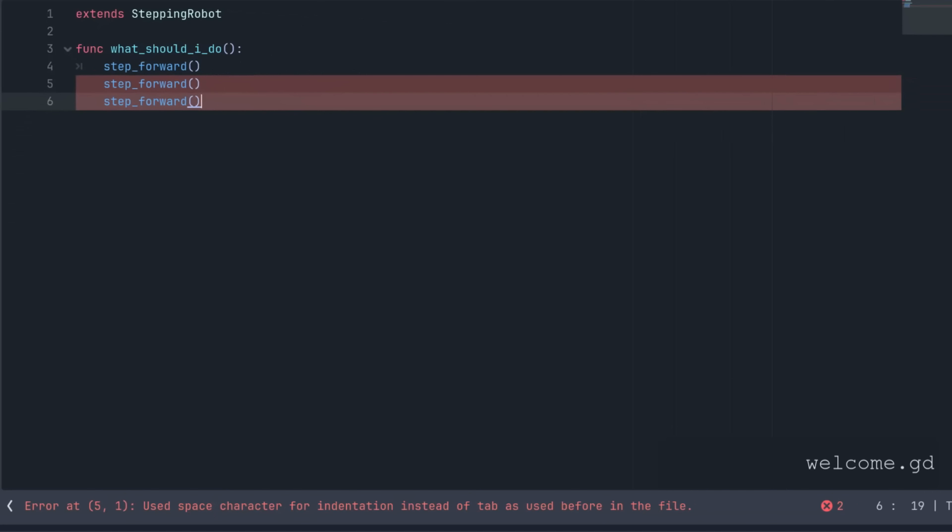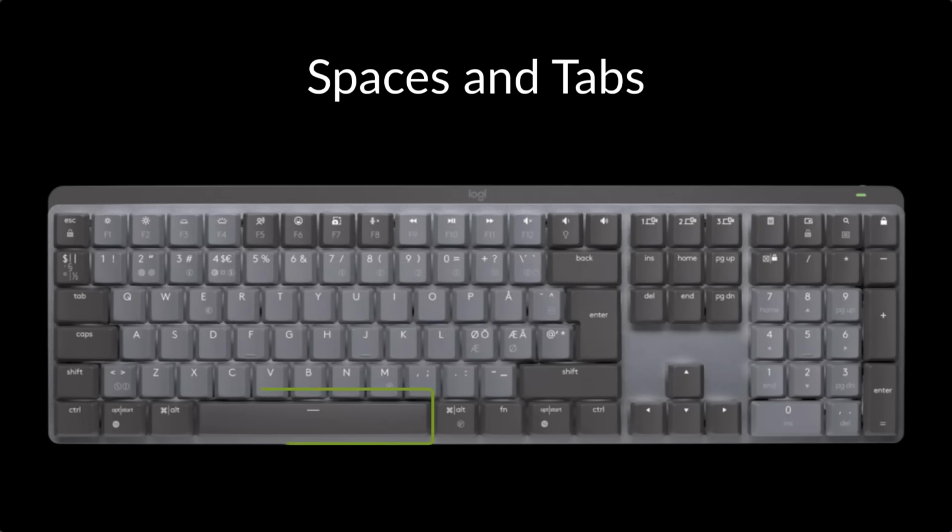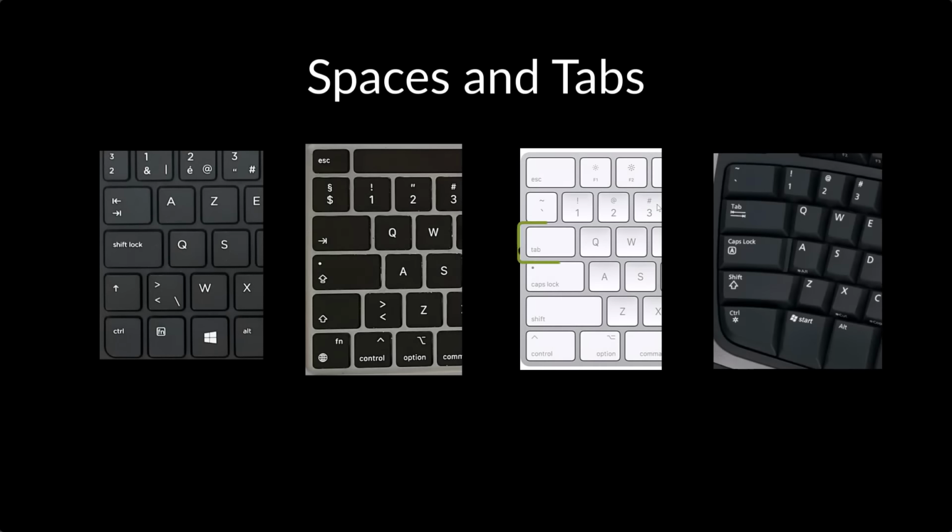Well, in programming, there are two ways of adding spaces at the start of a line: spaces and tabs. Spaces are done with the spacebar of your keyboard, and tabs are done with the tab key. Where the tab key is on your keyboard differs a bit depending on which kind of keyboard you use, but usually it is on the left side of the keyboard.